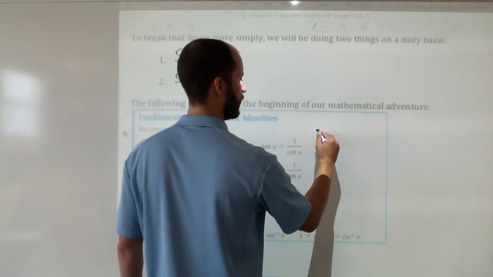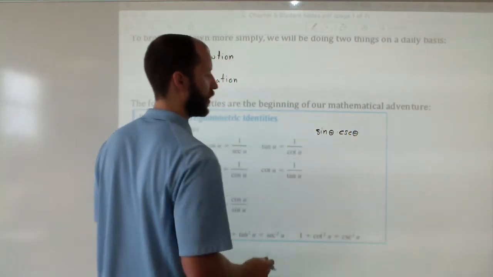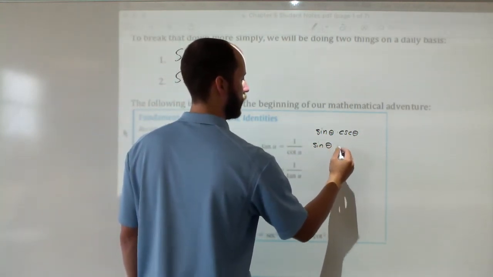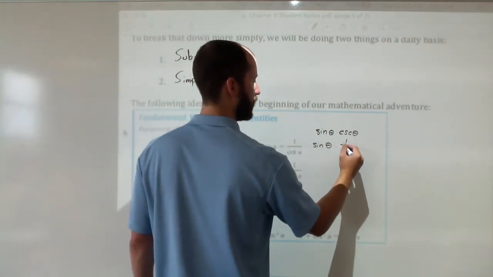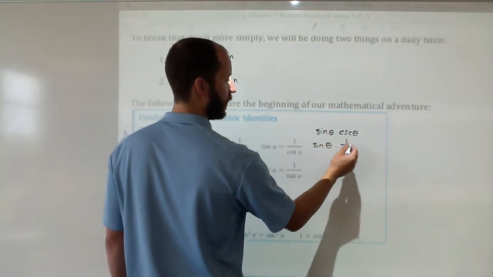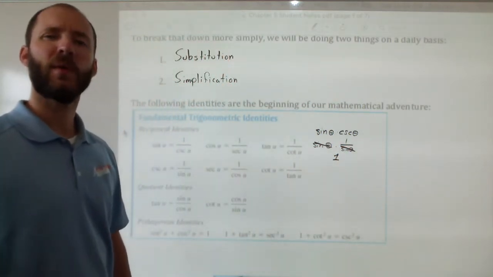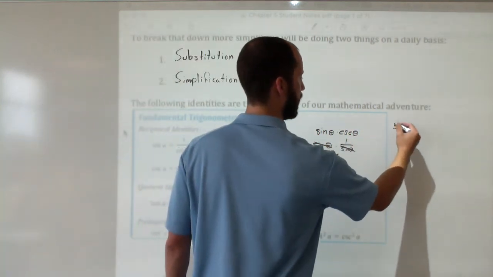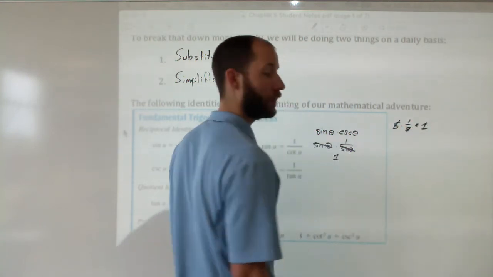Let's say you have sine of theta times cosecant of theta. Well, cosecant is equal to 1 over sine. So we can substitute 1 over sine in for cosecant. When we multiply these together, those cancel out, and you're left with just 1, which kind of makes sense. Sine and cosecant are reciprocals. When you multiply reciprocals together, they should cancel out and leave you with 1.